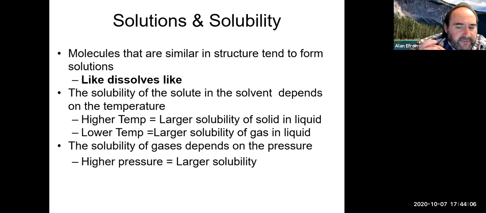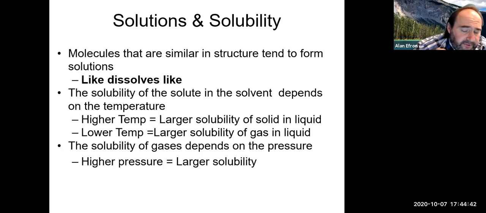The solubility of a solvent does depend on temperature. When you try to dissolve, say, a solid in a liquid, there is a limit to how much you can get to dissolve, and that limit is based on temperature. Typically, if you increase the temperature, you get a larger solubility of a solid in a liquid. That's why sometimes they'll say if something doesn't dissolve, heat it up. You're adding more energy, which allows more to dissolve. So at higher temperatures, we typically have a larger solubility of a solid in a liquid.